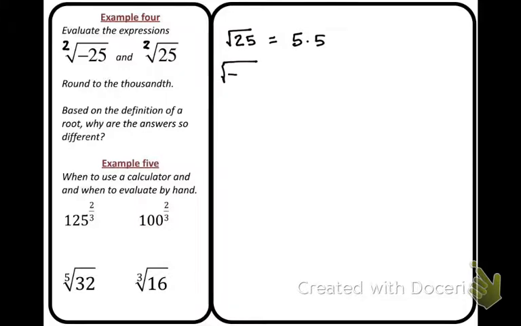Now if we're looking at the square root of negative 25, let's say we were to multiply negative 5 times negative 5. Remember, we have to multiply the same number by itself. A negative times a negative still gives us a positive. So anytime we're taking the square root of something, it's not possible to have a negative number under the radical, at least not yet.